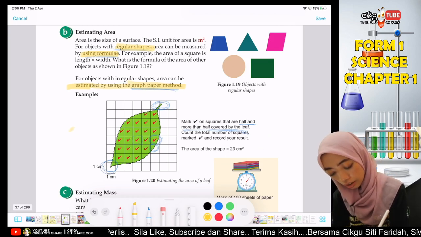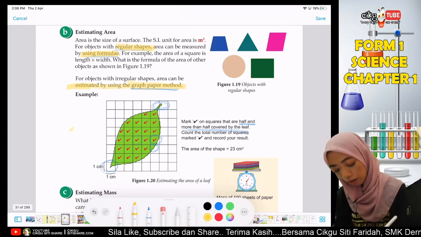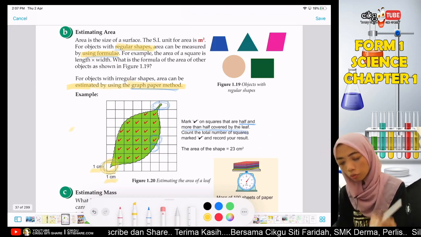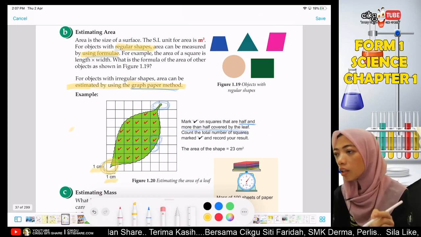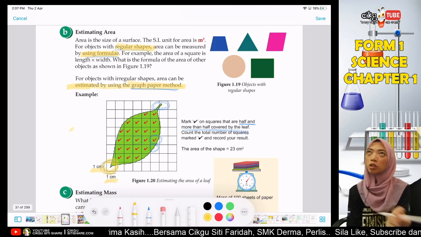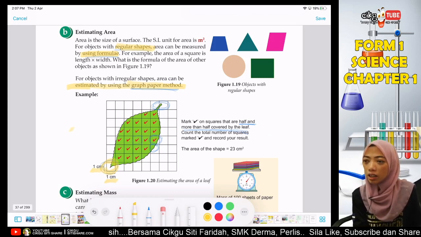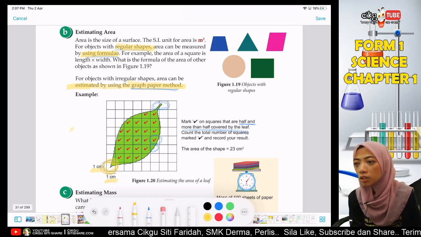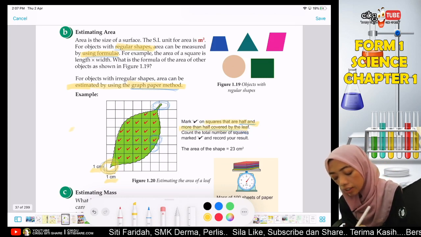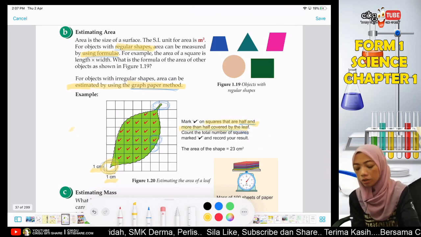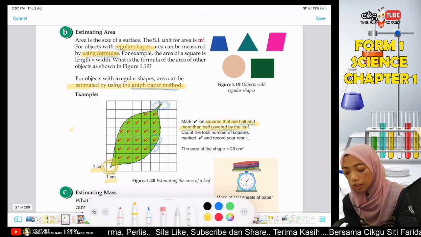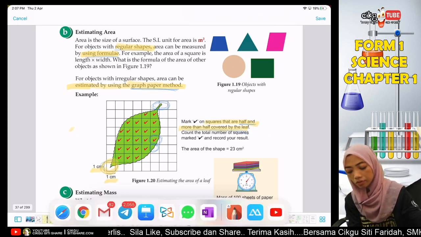So you can see this graph. For example, this square is 1 cm times 1 cm. We know that 1 square is 1 cm2, 1 square centimeter. And then we just mark the squares that are half or more than half covered by the leaf, by the irregular shape we want. See? And then count the marks and record your result.